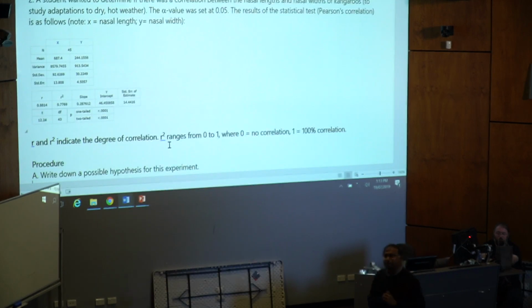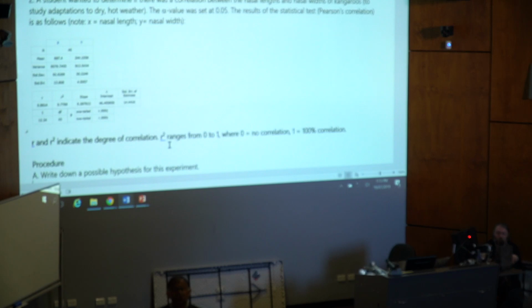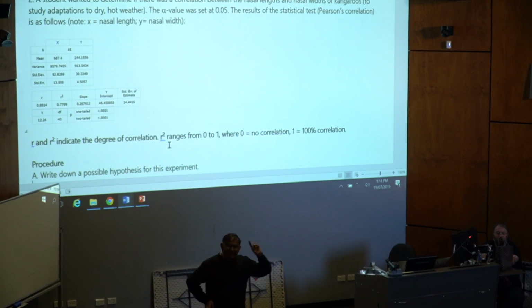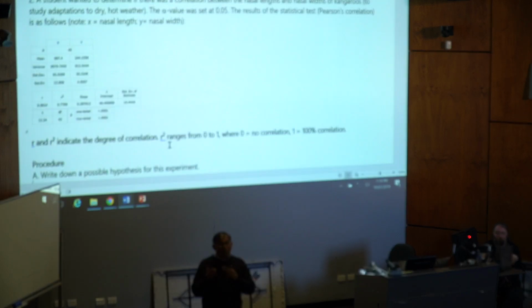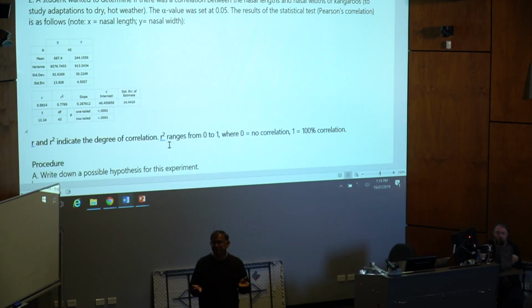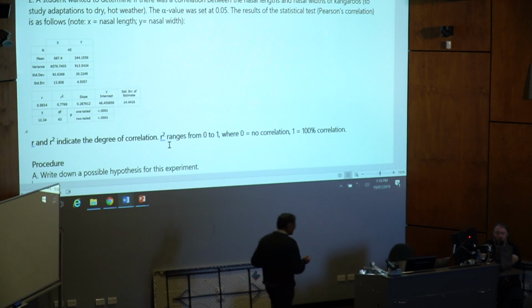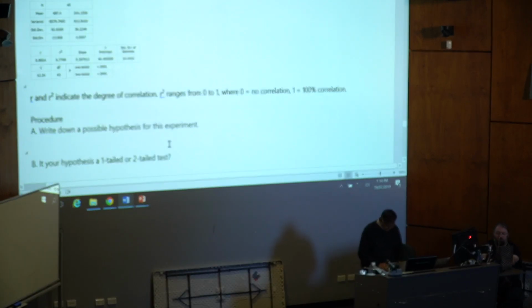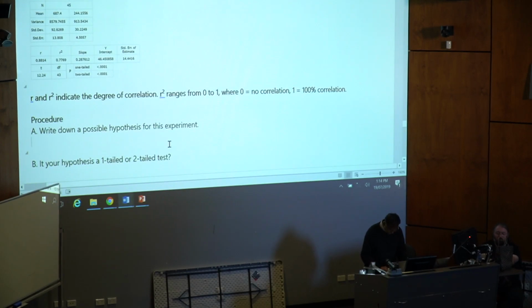Yep? But couldn't you have two different types? Couldn't you have as nasal length increases, nasal width decreases? You could, but you're just testing a... Would we need that? Yes, absolutely. Like I said, these questions are slightly vague. You could come up with more than one hypothesis. So in this particular instance, let's write down this hypothesis.